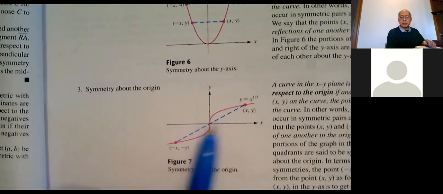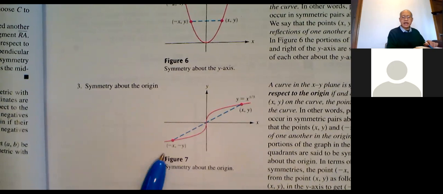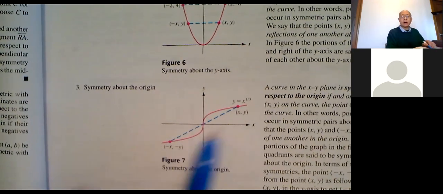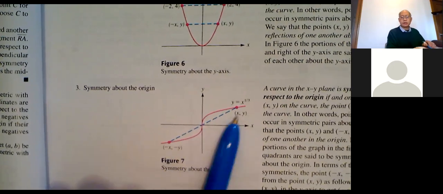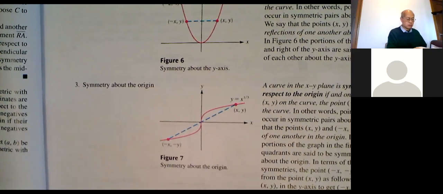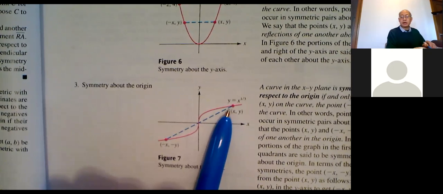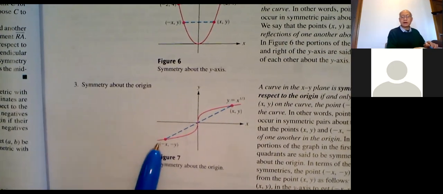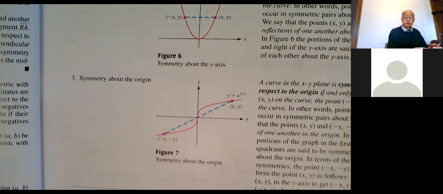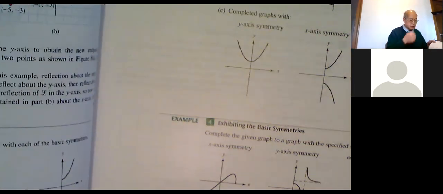Then for origin symmetry, here's x comma y. Here's negative x, negative y. That means if you replace x with negative x and also y with negative y, you get an equivalent expression as the original. So let's say this is the point, I don't know, 8 comma 2. This would be negative 8 comma negative 2. Now, the first problems they give us are just examples of trying to draw these things.